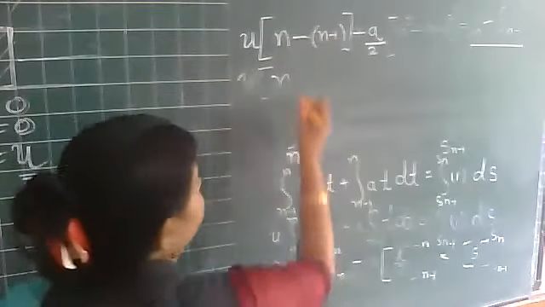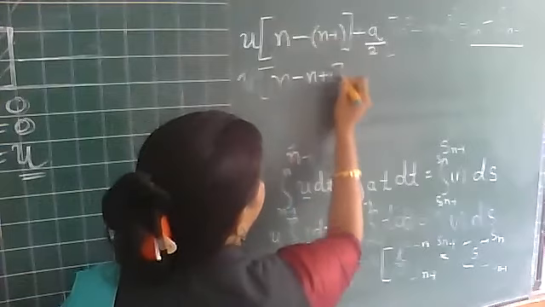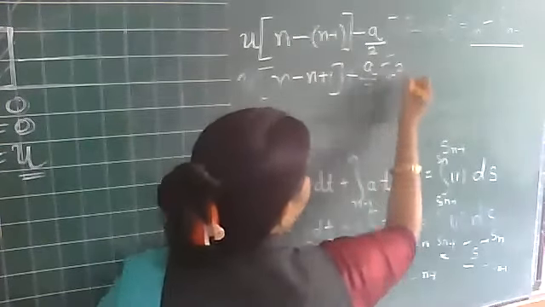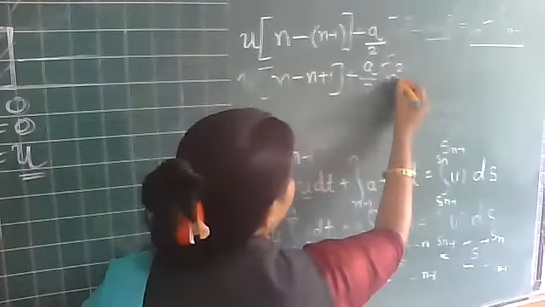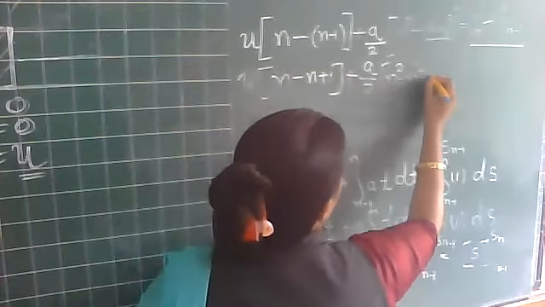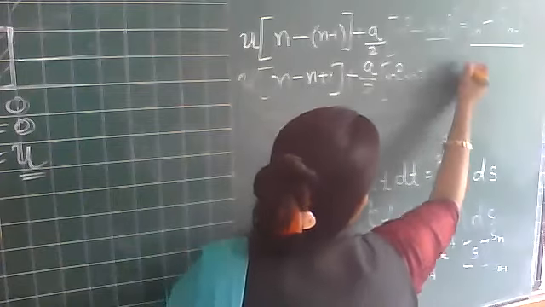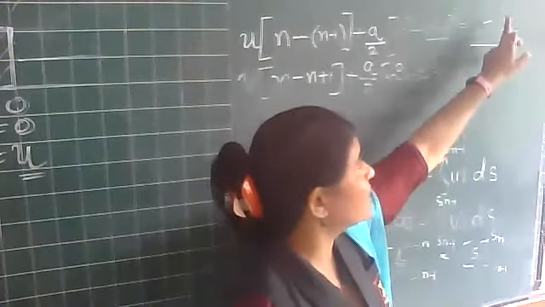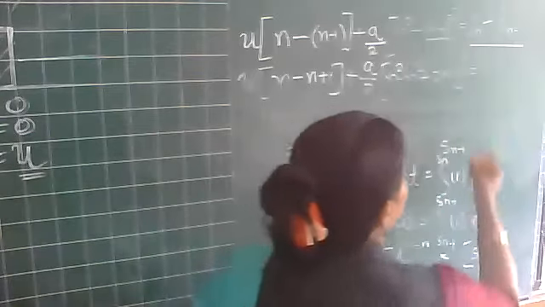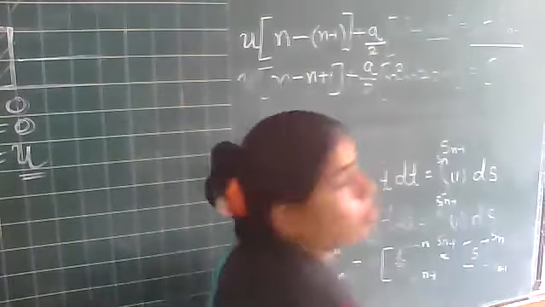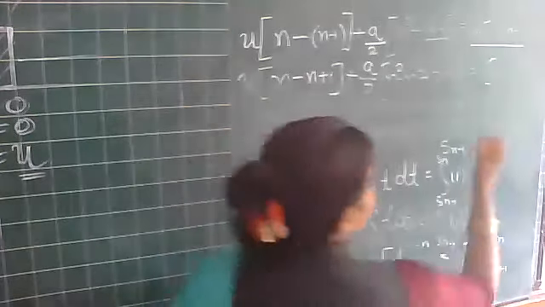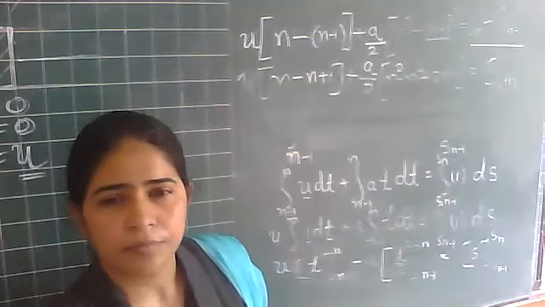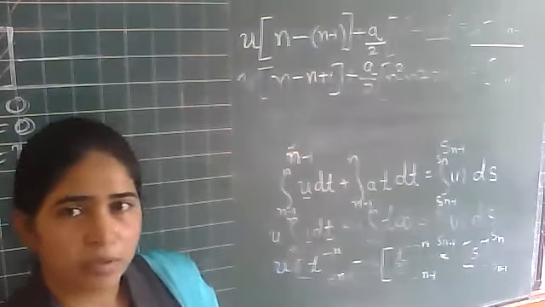Open the bracket, minus n plus 1, plus a by 2, and here also when you open the bracket and apply the square formula, it becomes minus n square plus 2n minus 1. Ma'am, S of n minus 1 will give you S of nth term. Ma'am, just a second. Yes, beta. Ma'am, it is not visible.